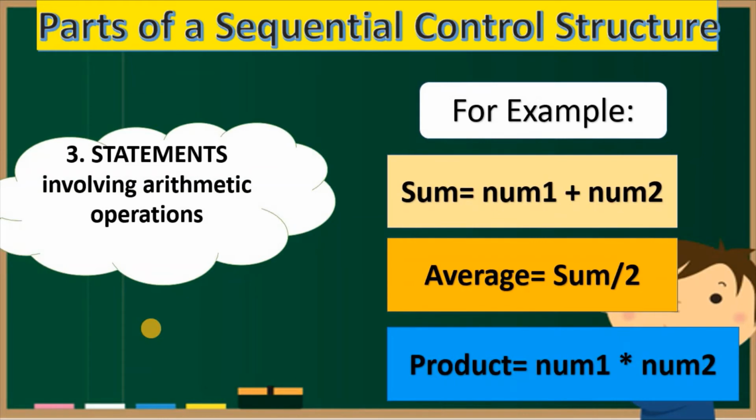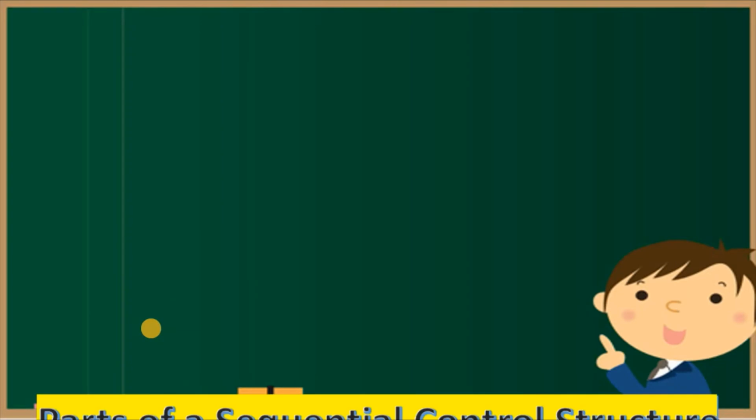Another arithmetic operation, the product, we have num1 times or multiplied by num2. Right, so these are examples of types of arithmetic operations that would take place in our sequential control structure.